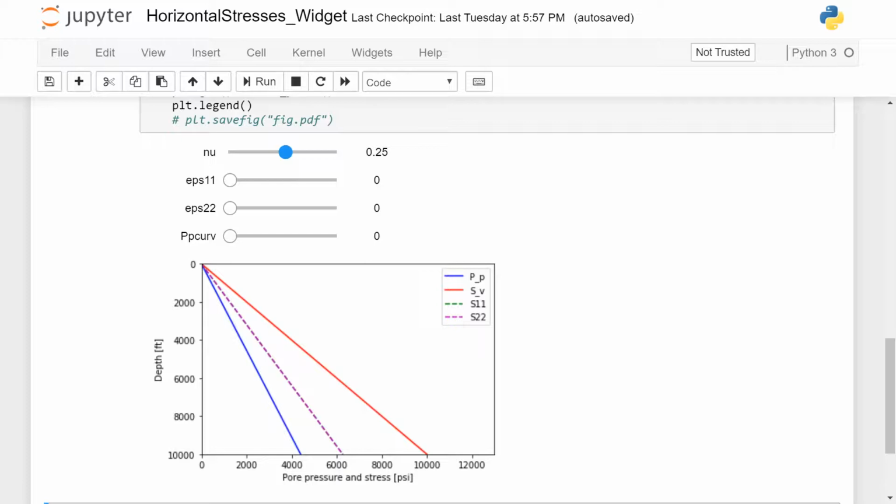Let's now start adding tectonic strains. So I'm going to add a tectonic strain in direction number 1. And you see how now S11 is starting to increase. Still, it is lower than the vertical stress, but now it's higher than the other horizontal stress. If I keep on adding tectonic forces in direction 1, there might be some point at which the horizontal stress in direction 1 gets larger than the vertical stress.